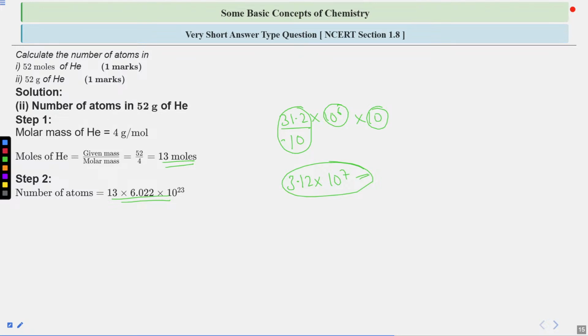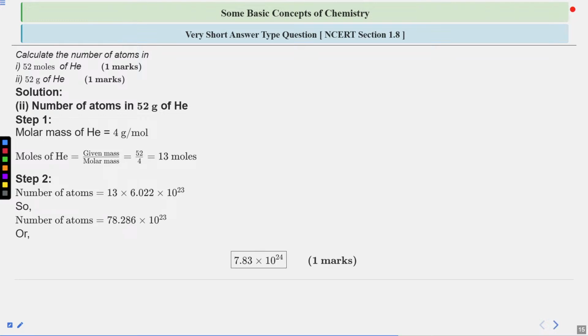Sadly that thing is not in the syllabus. For that you can go and watch the physics lecture. I think significant figures are discussed in detail there. Now coming back to our question, we know the number of moles and we know that in 1 mole we have 6.022 into 10 to the power 23 atoms. Then in 13 moles we will have 13 into 6.022 into 10 to the power 23 atoms.